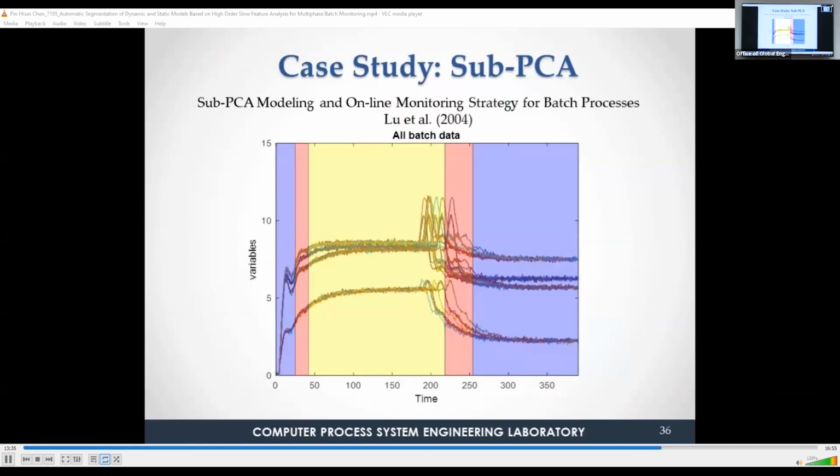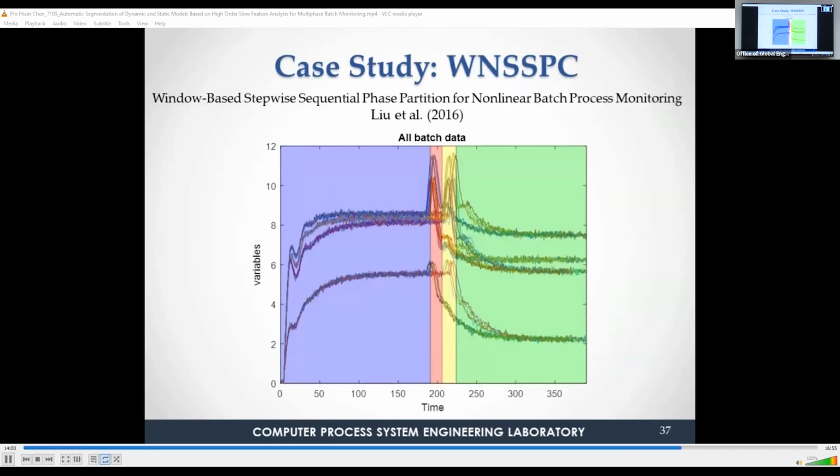Compared with other methods, firstly there is sub-PCA, which uses K-means to classify the projection vectors at each time point. But it can be found that the red area is very unreasonable, because these two areas are in two phases but they are not in the same label. Then there is WNSSPP, which uses smoothing windows to classify, but it can be seen from the figure that the classification is not very good.